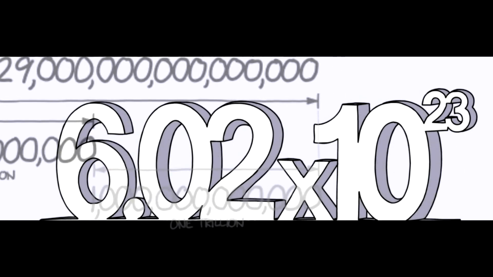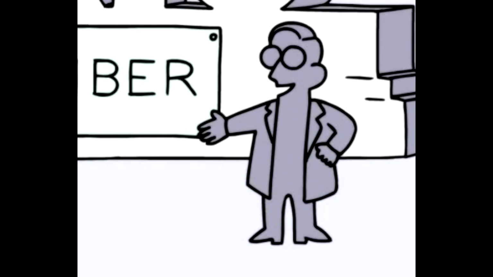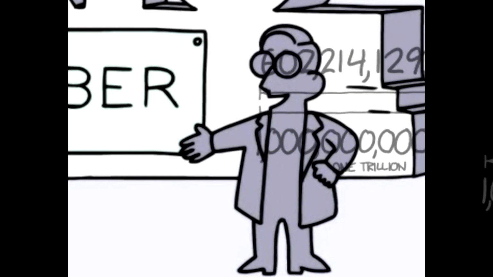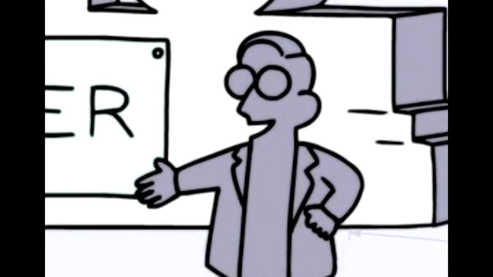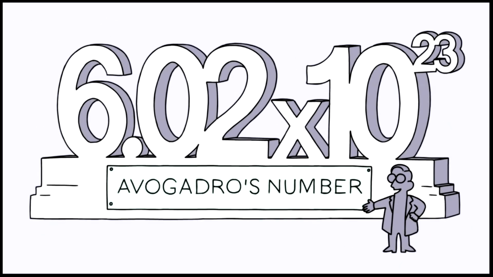Yeah. In fact, this was such a big number that someone had to dedicate his entire life to finding out the exact number, and it was so big that he spent his entire life counting that number, and so they named it after him, and it was called Avogadro's number. 6.02 times 10 to the 23rd. That's a lot of zeros. Damn.